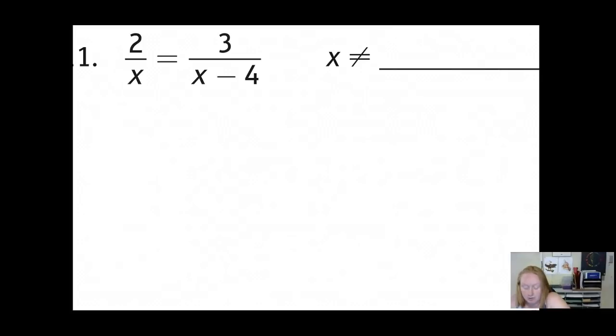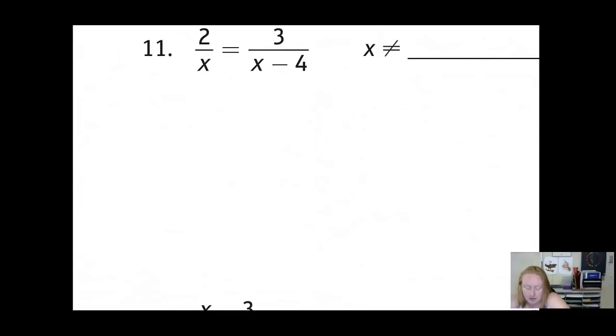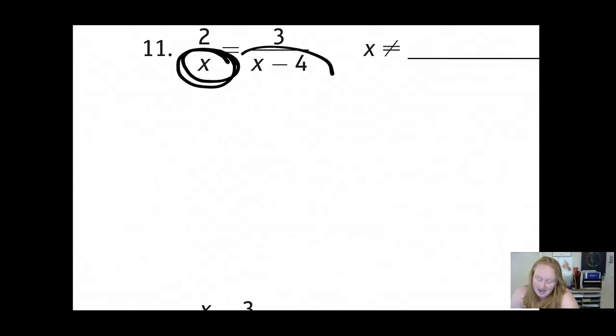So here I have 2 bottoms. I have to make sure my first bottom doesn't equal 0. So this bottom can't equal 0, and that bottom can't equal 0. So now I get 2 things that can't equal 0. I get x can't equal 0. That one was easy.